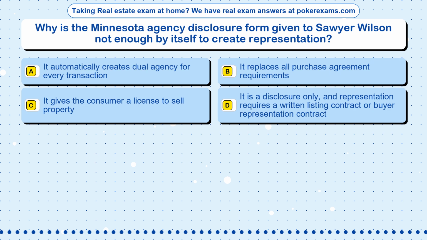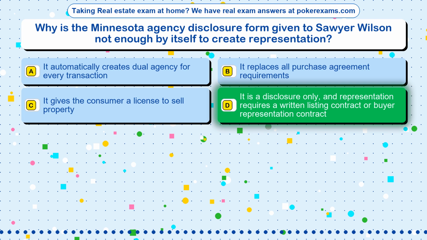Question 20. Why is the Minnesota agency disclosure form given to Sawyer Wilson not enough by itself to create representation? Option A, it automatically creates dual agency for every transaction. Option B, it replaces all purchase agreement requirements. Option C, it gives the consumer a license to sell property. Option D, it is a disclosure only, and representation requires a written listing contract or buyer representation contract.